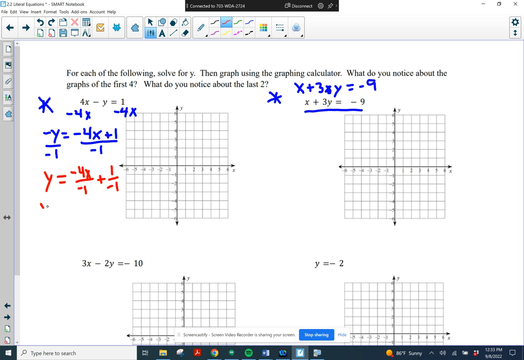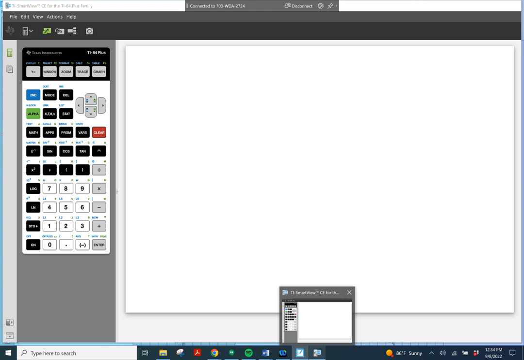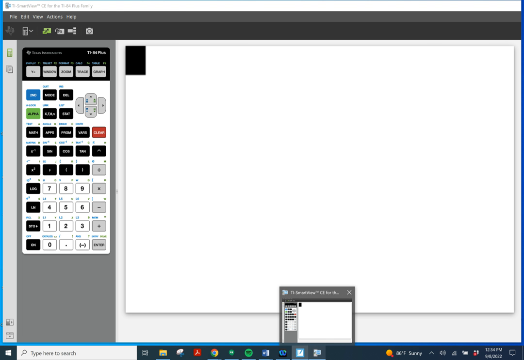So what I end up having is y equals 4x, because negative divided by negative turns into a positive, minus 1. Or I could have multiplied both sides of the equation by -1 and gotten the same thing. The negative has to distribute to both the negative 4x and the positive 1. Okay, so we're going to graph that on the calculator, and then we're going to review how it actually graphs just with y equals mx plus b.